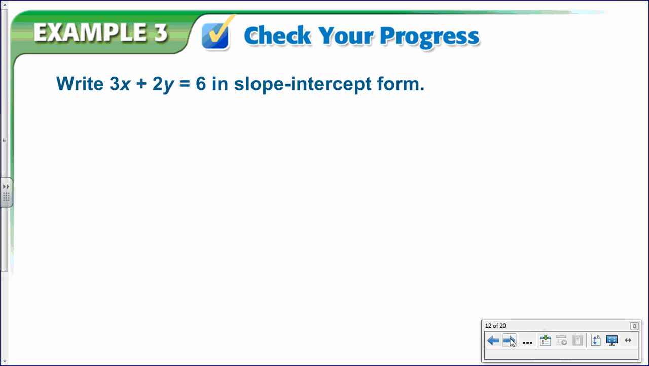Step 3, there's CYP. What form is it in right now? And I gotta make it what? Okay, so notice, y'all, to move it to slope intercept, what has to be by itself? So you're gonna have to move that, and you're also gonna have to get rid of the 2 somehow.